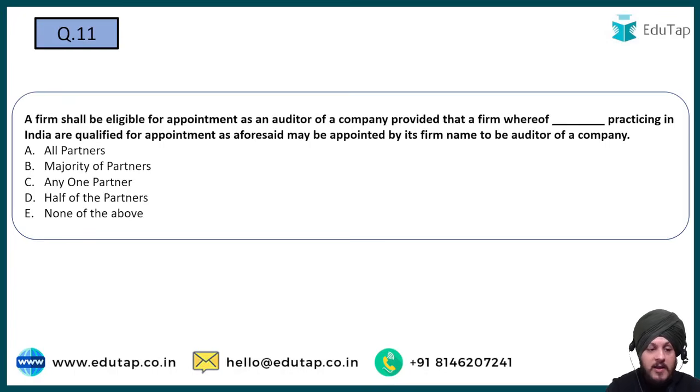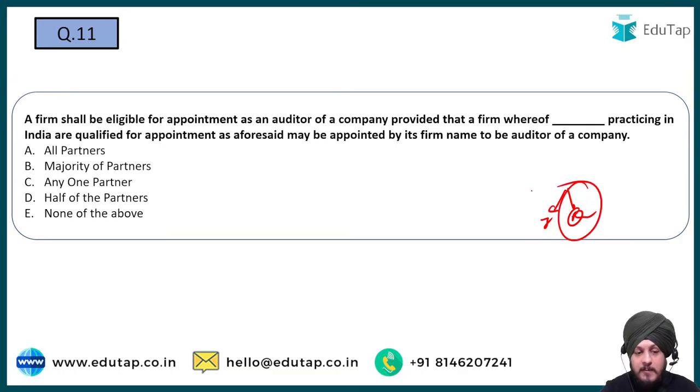Question number 11. A firm shall be eligible for appointment as an auditor of a company. So we know that there can be individual auditor and there can be firm based auditor also, right? So the question is about firm based auditor. A firm shall be eligible for appointment as an auditor of a company, provided that a firm whereof dash practicing in India are qualified for appointment as aforesaid may be mentioned by its firm name to be auditor of a company. So option A, all partners.